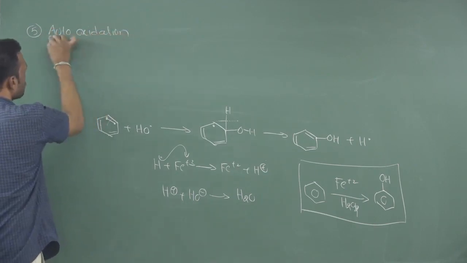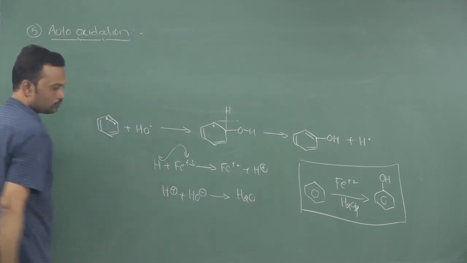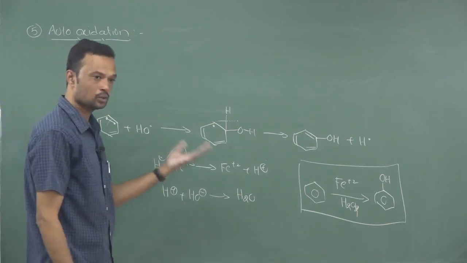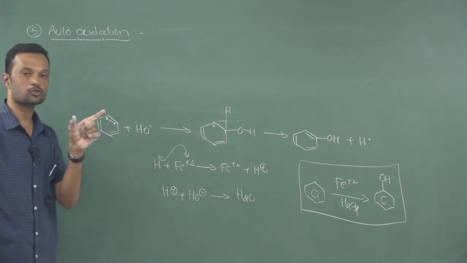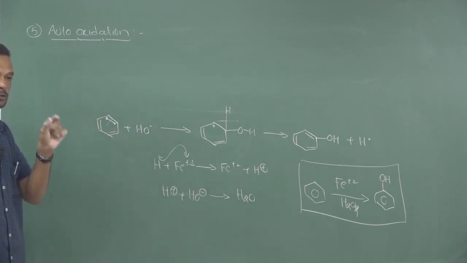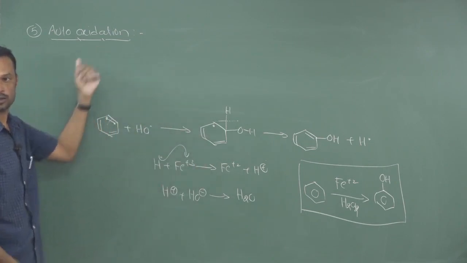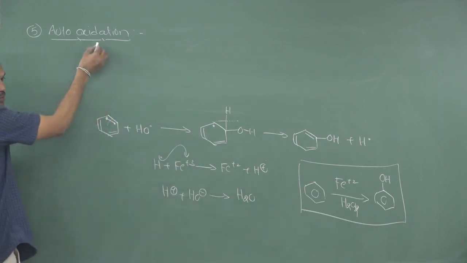Next, one more: auto-oxidation. Auto-oxidation is one more method to generate a free radical. Self-oxidation is nothing but auto-oxidation. Your own molecule is an oxidizing agent for your own molecule. Two molecules will be there. The first molecule is responsible for acting as the oxidizing agent, and that will oxidize the second molecule. So that is called auto-oxidation, also called self-oxidation.